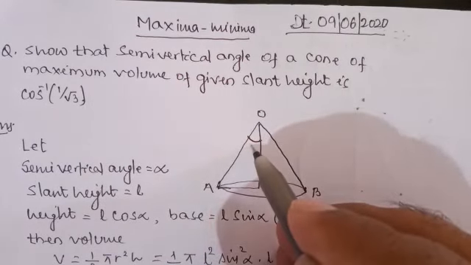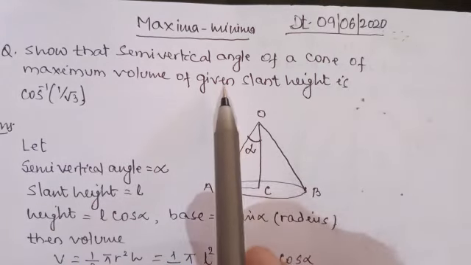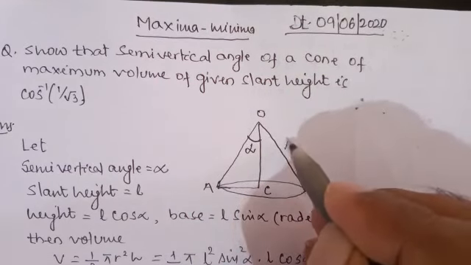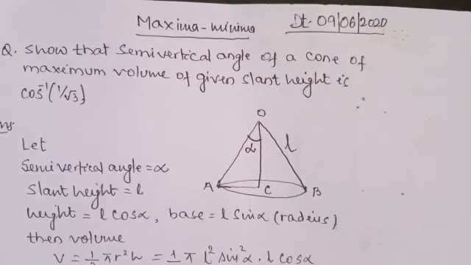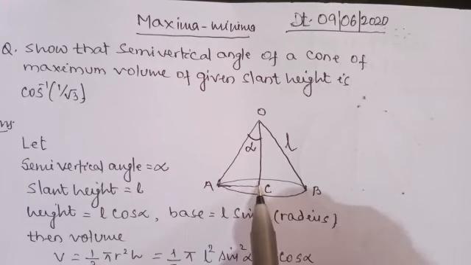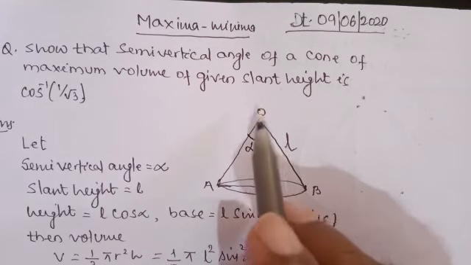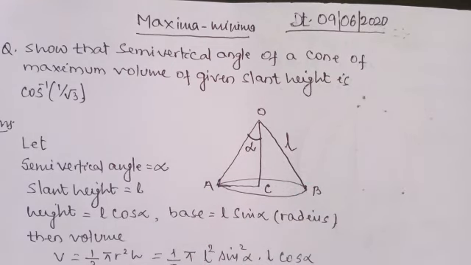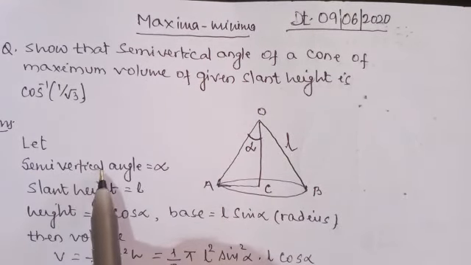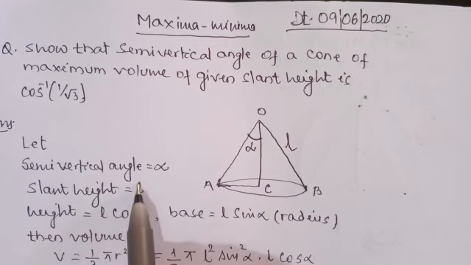For a few moments, suppose the semi-vertical angle is alpha. And what is given? Slant height. So slant height is given. Suppose slant height is L. AC is called the radius of the base. It is very clear in the figure now. This is given. So consider the semi-vertical angle of the cone is alpha and the slant height is L.